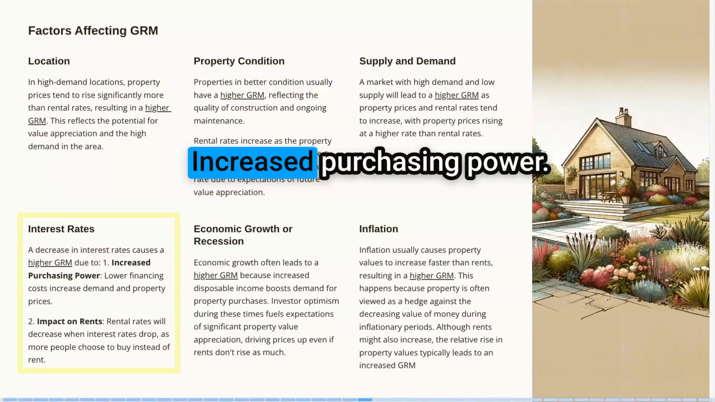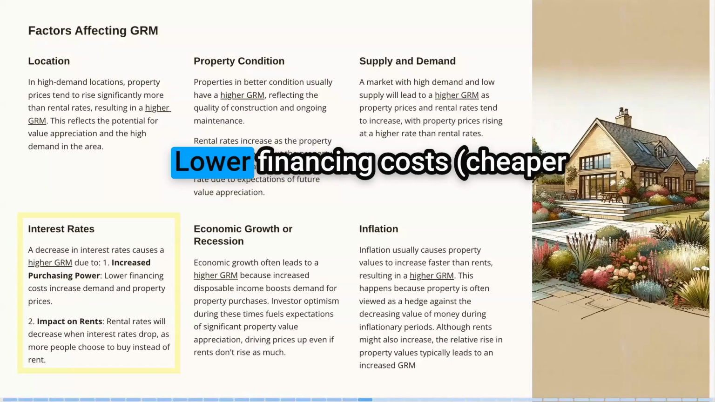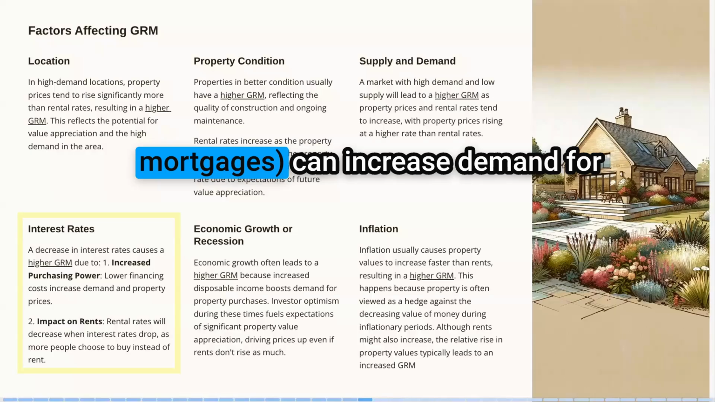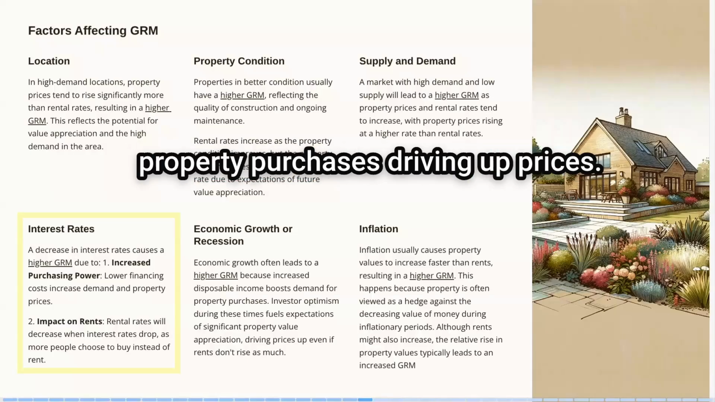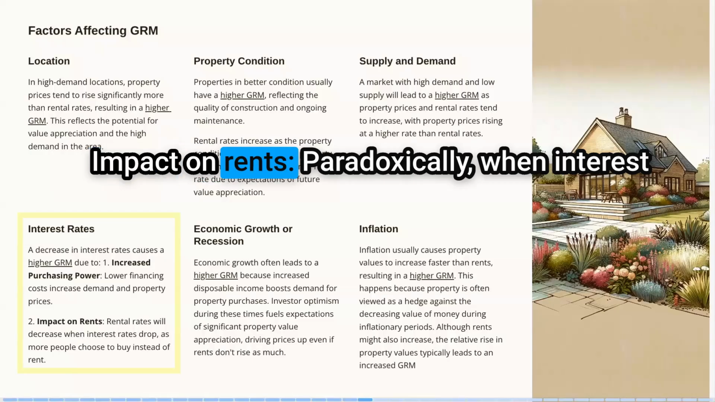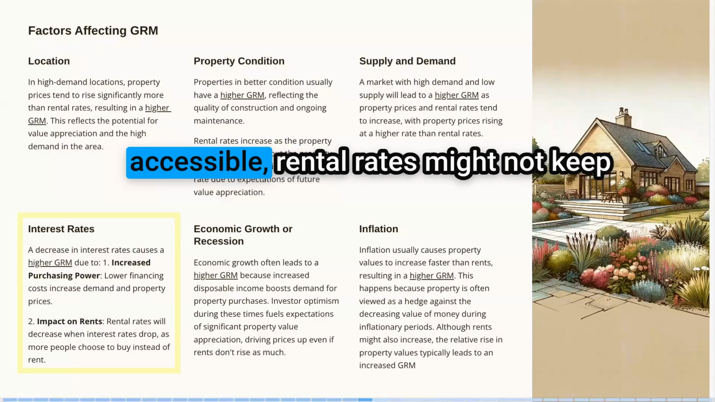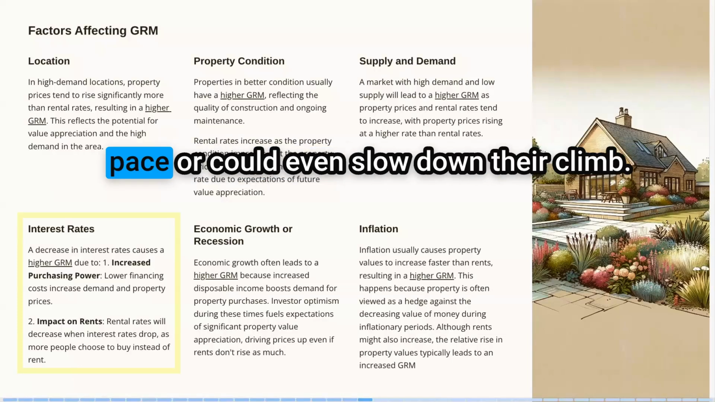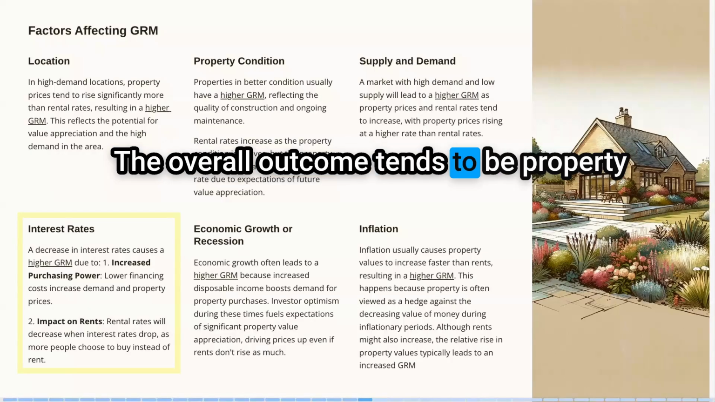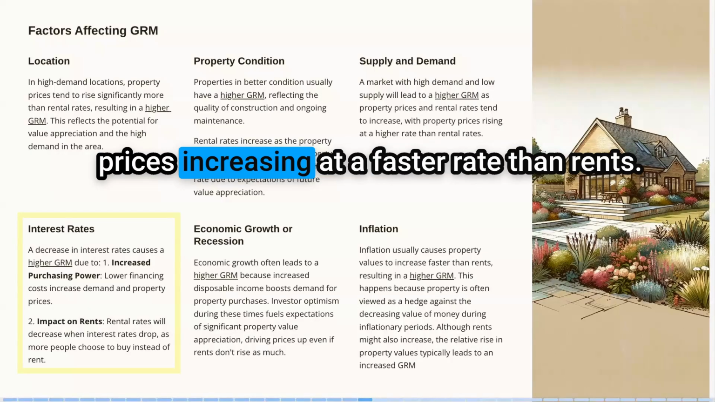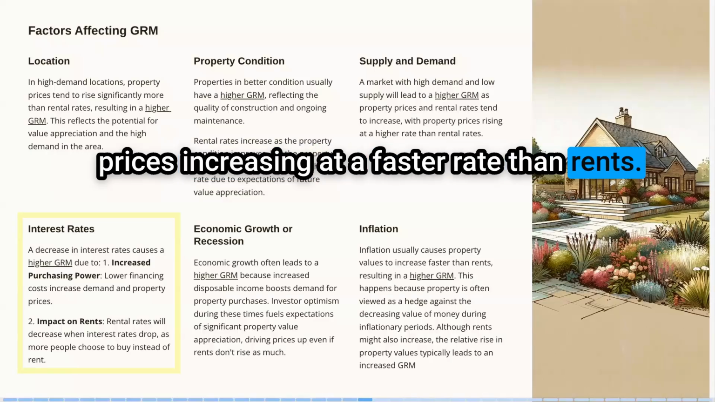Why? Increased purchasing power. Lower financing costs, cheaper mortgages, can increase demand for property purchases, driving up prices. Impact on rents. Paradoxically, when interest rates drop significantly, making buying more accessible, rental rates might not keep pace or could even slow down their climb. The overall outcome tends to be property prices increasing at a faster rate than rents.